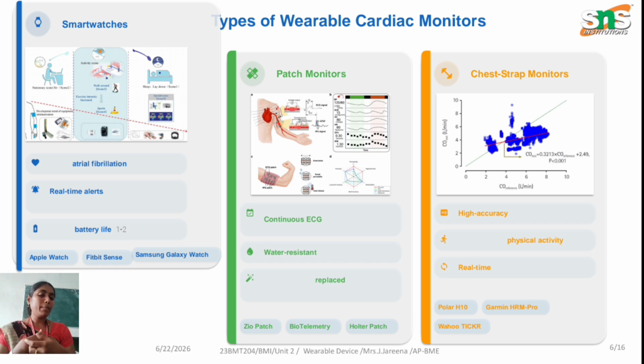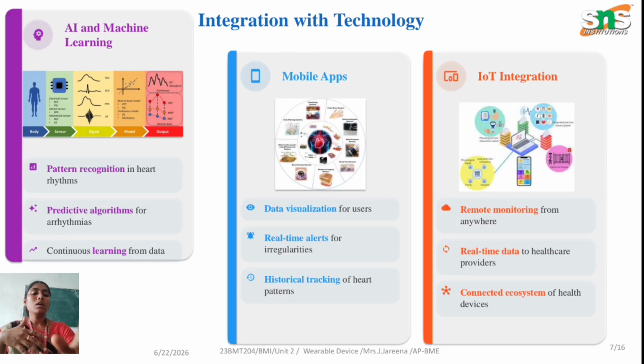We just wrap it over the chest and put our dress over that, and we can carry out our daily work without any disturbance or interference. So this is also a very good type of continuous monitoring, where mainly we can use it for physical activity and real-time monitoring. So what are the different integrations that we can do with wearable cardiac monitors to enhance the features?